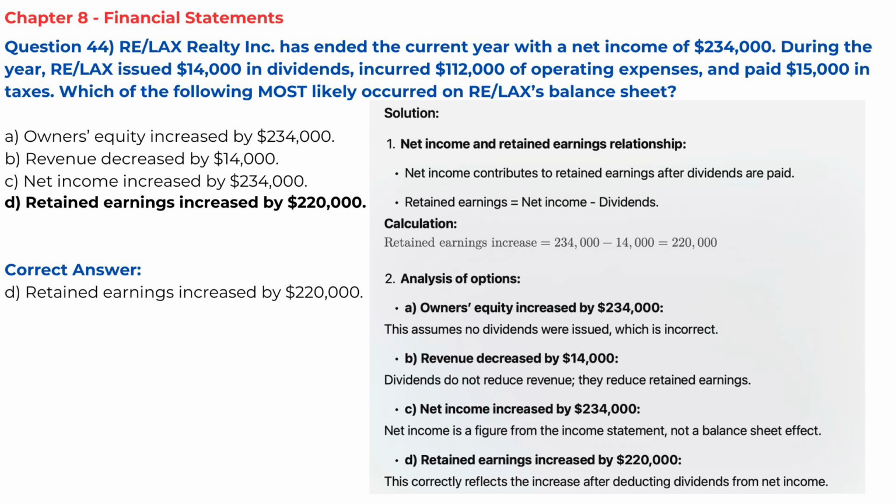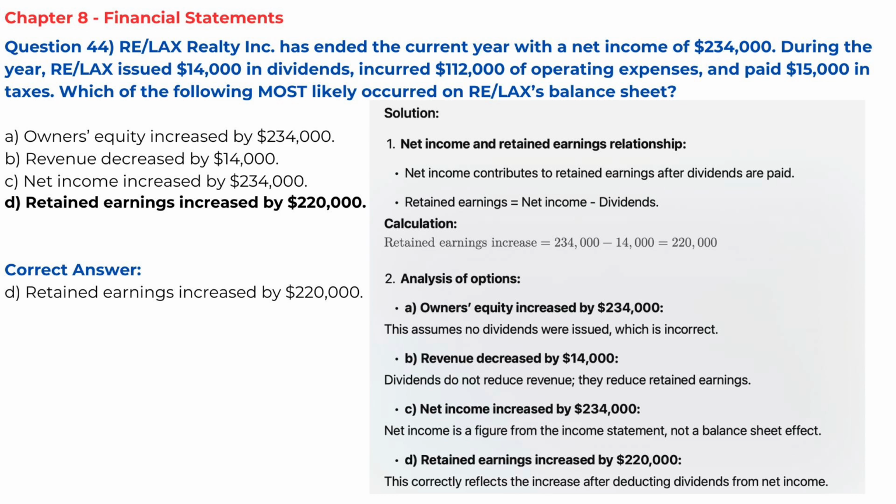Correct answer D. Retained earnings increased by $220,000. Solution. 1. Net income and retained earnings relationship. Net income contributes to retained earnings after dividends are paid. Retained earnings equals net income minus dividends. Calculation. Retained earnings increase equals $234,000 minus $14,000 equals $220,000.